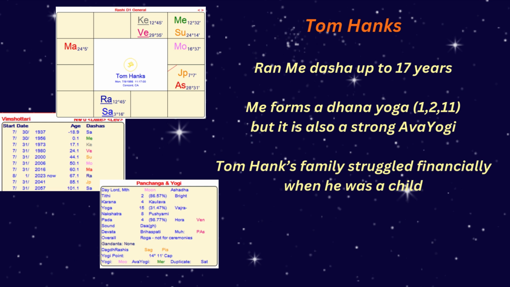The Mercury Mahadasha ran for his first 17 years of life, and during this time, his family went through significant financial struggles. This example highlights the influence of a strong avayogi. Even though the Dhana Yoga is present in the chart, the avayogi Mercury obstructs the full manifestation of wealth and prosperity during the Mercury Mahadasha.